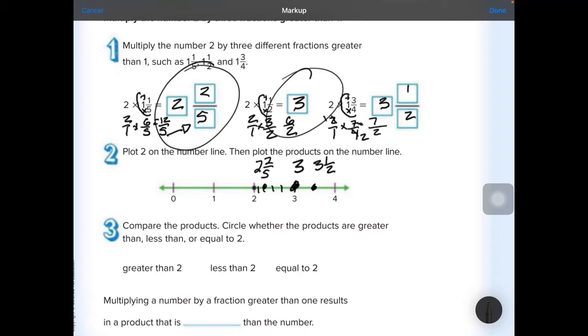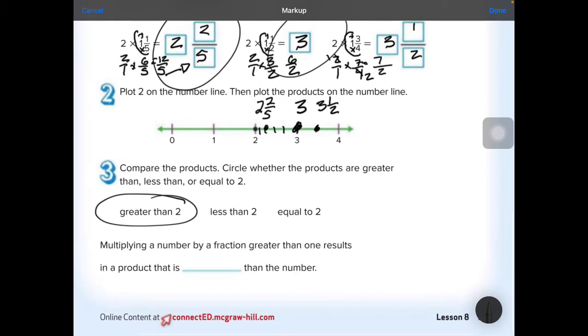We can compare the products and we can circle whether the products are greater than, less than, or equal to 2. So 2 was our number that was multiplied by each of them. So is the product or the answer greater than 2? Yep. Greater than 2? Yep. Greater than 2? Yep. So they are all greater than 2. Multiplying a number by a fraction greater than 1 results in a product that is greater.